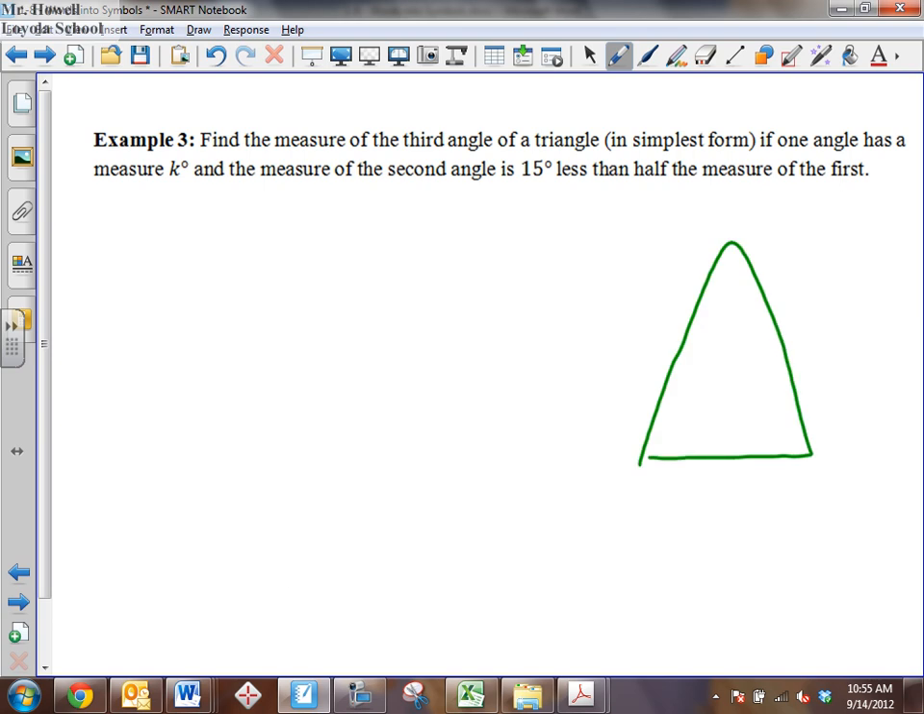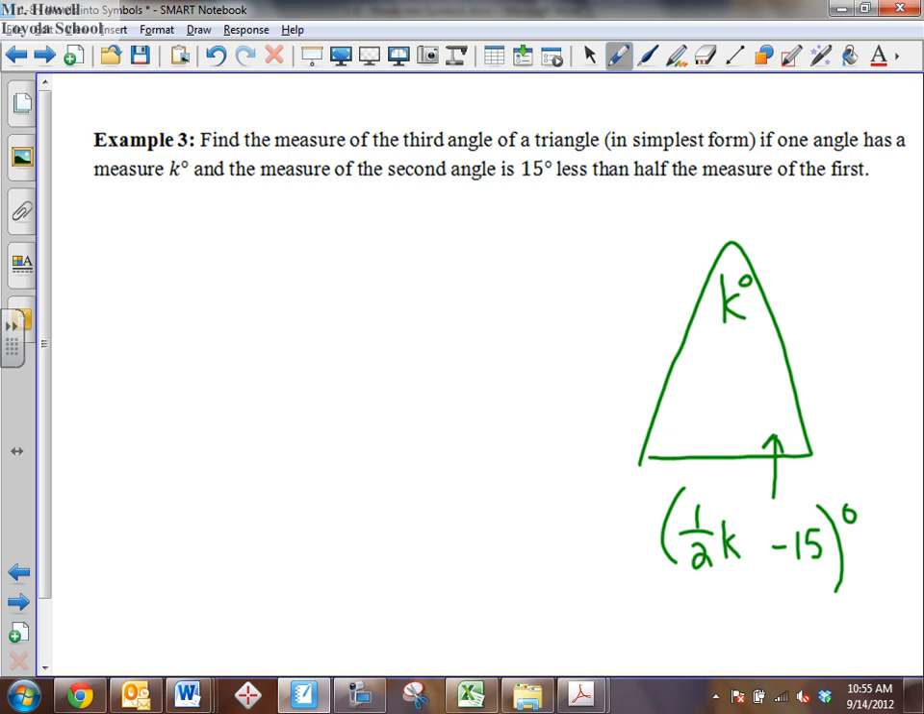In this triangle, we know that one angle is k. So we'll start with a k. We know that the other angle is 15 less than half the measure of the first. So I know already that this angle down here will be 15 less, which means minus 15, less than half of the first angle. Let's put parentheses and a degree symbol so units are correct. So we've got two angles in this triangle, and it asks us to find the measure of the third angle.